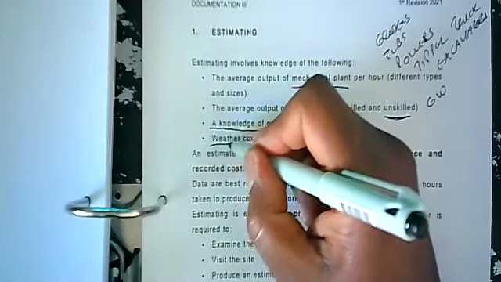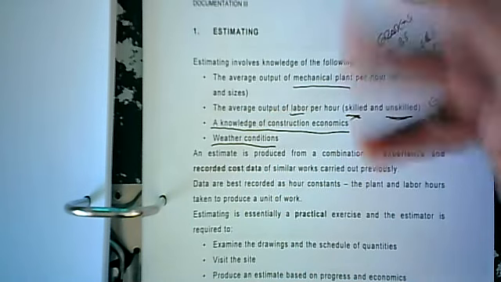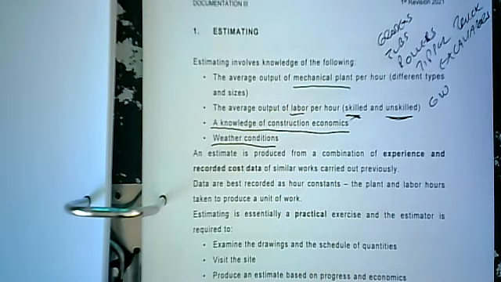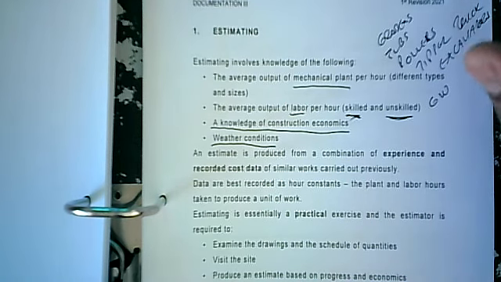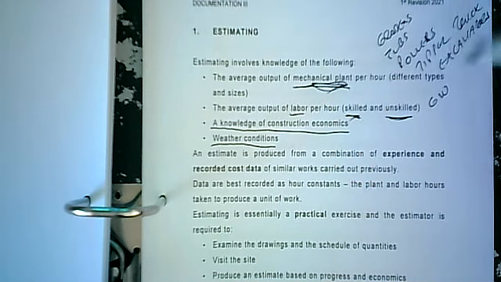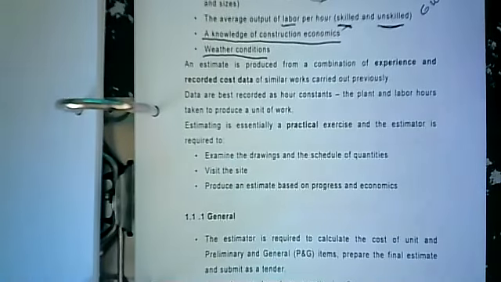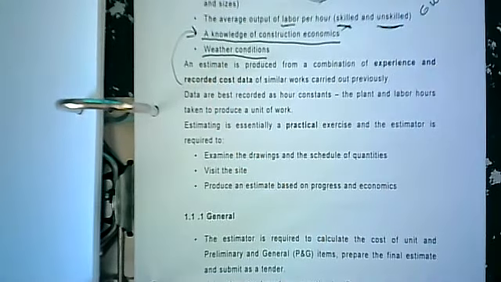And now, why are weather conditions an issue in estimating? It is a big issue. Okay? Because if the weather does not permit outside work, your plant will stand. These guys will stand, chalking up hours and costing you money. Right? So weather conditions are an issue. An estimate is produced from a combination of experience and recorded cost data. Right? Remember what I said there.